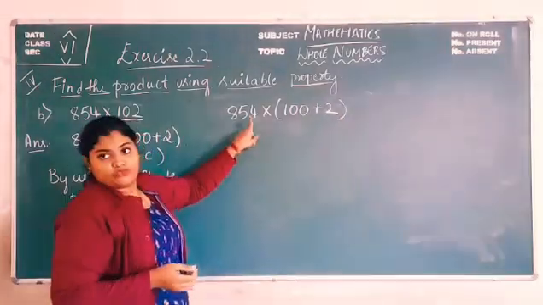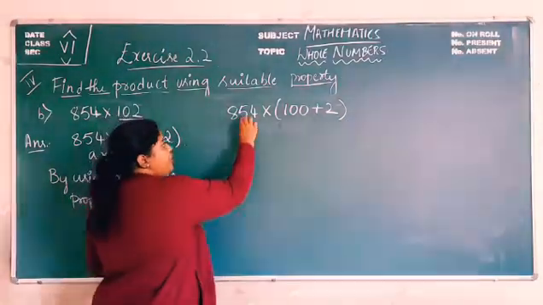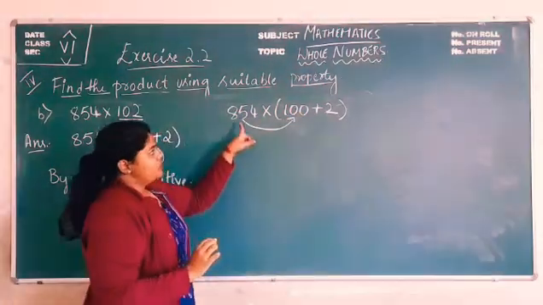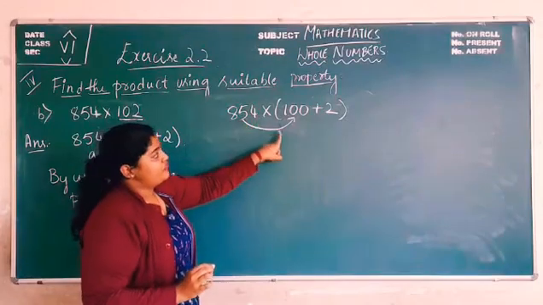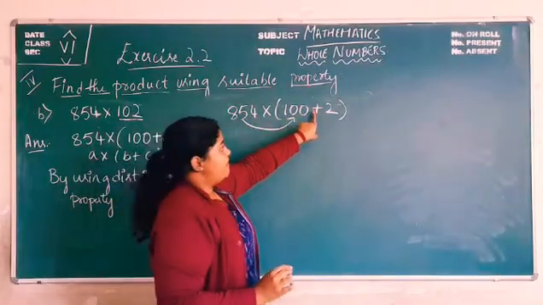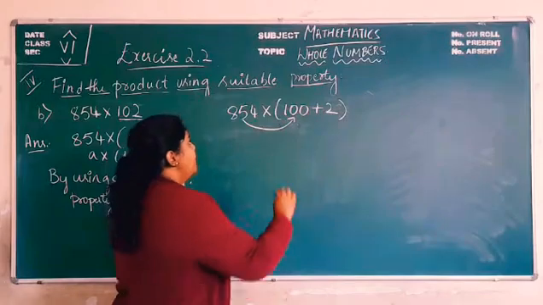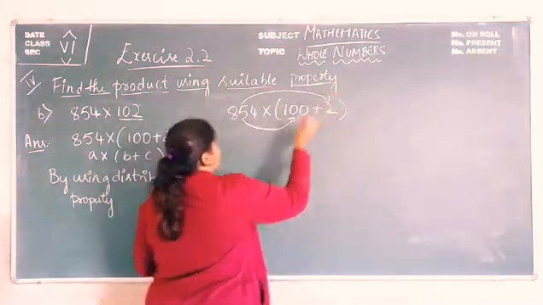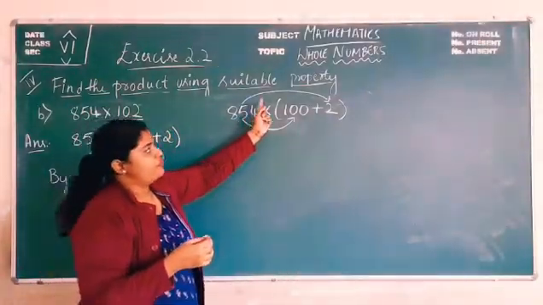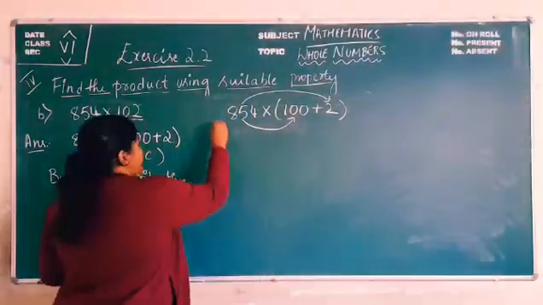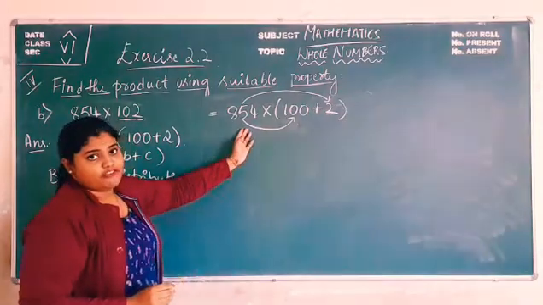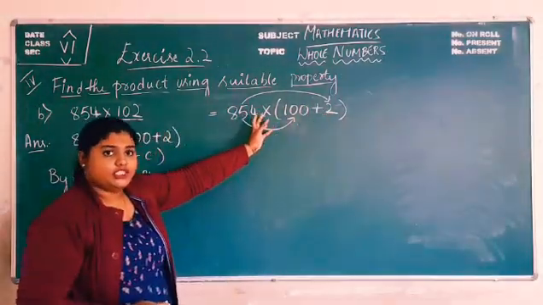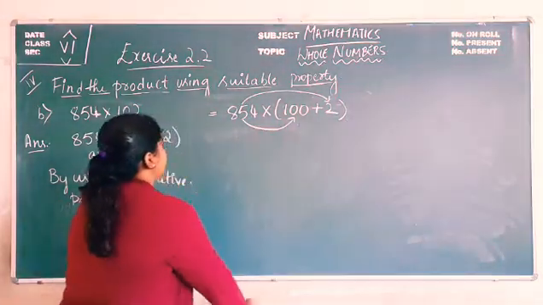So now this is of the form A into B plus C. So what we will do? First we will multiply 854 into 100. Then we have a plus sign. Then we will multiply 854 into 2. So here we have applied A into B plus C, the distributive property, to solve this.